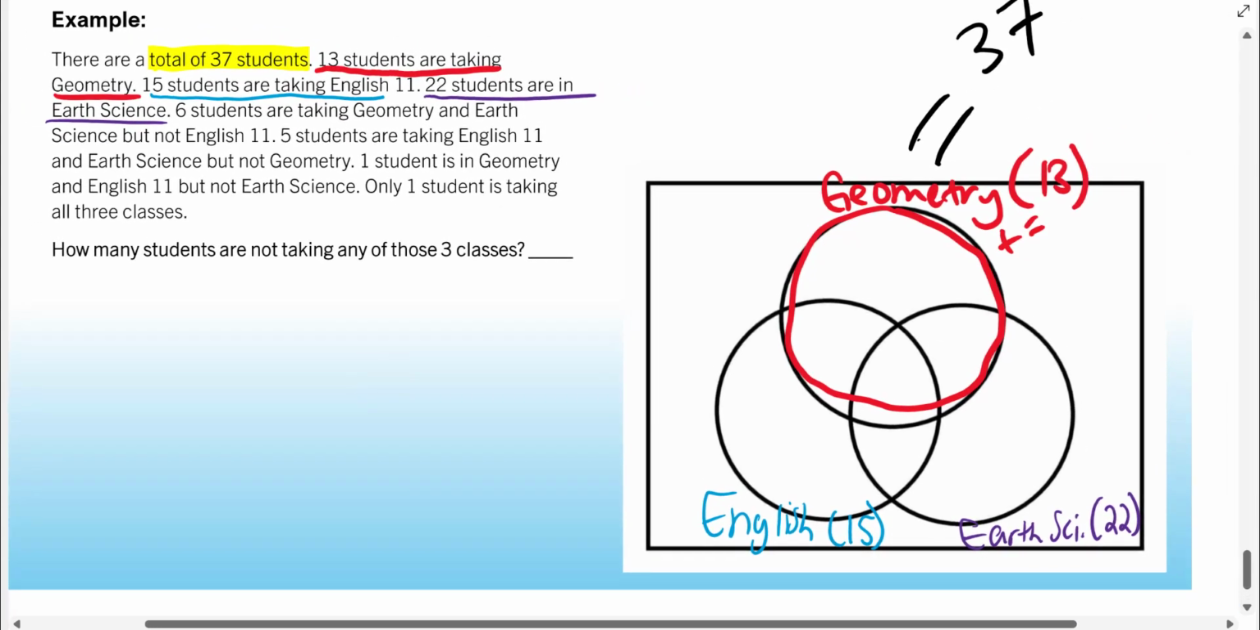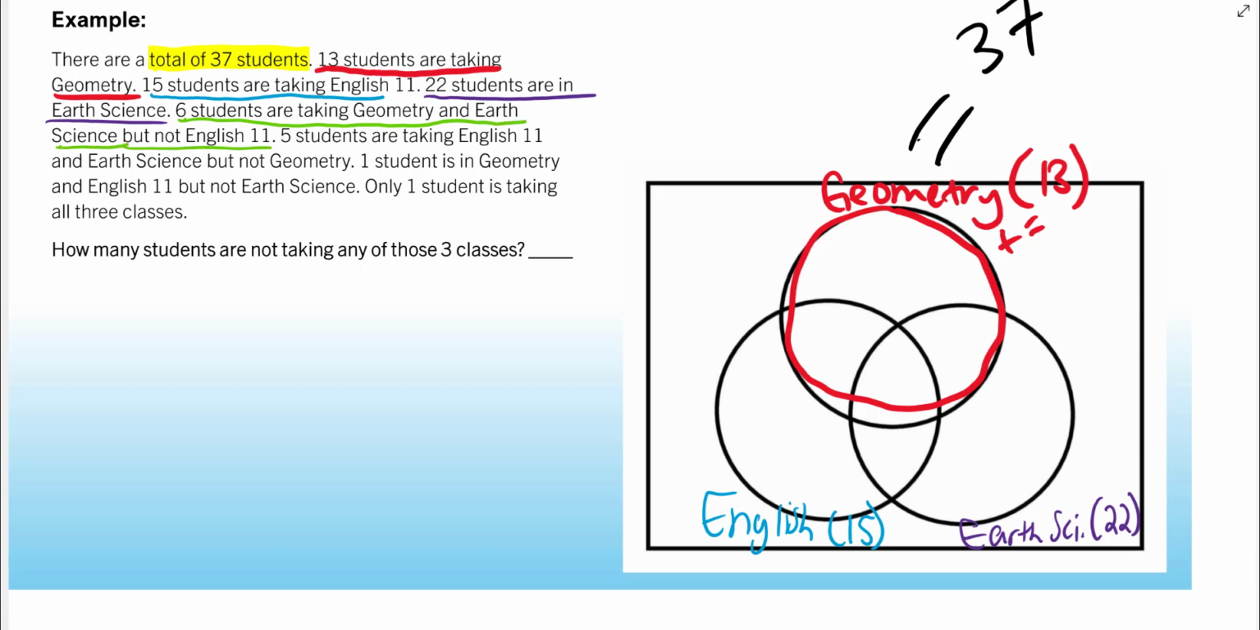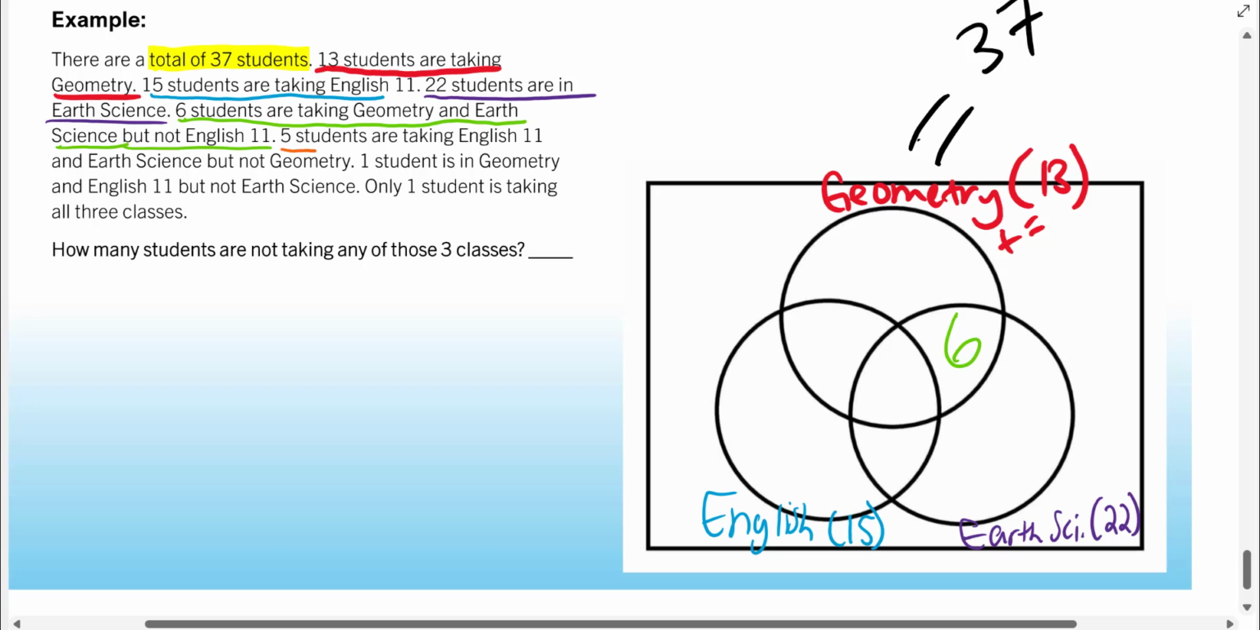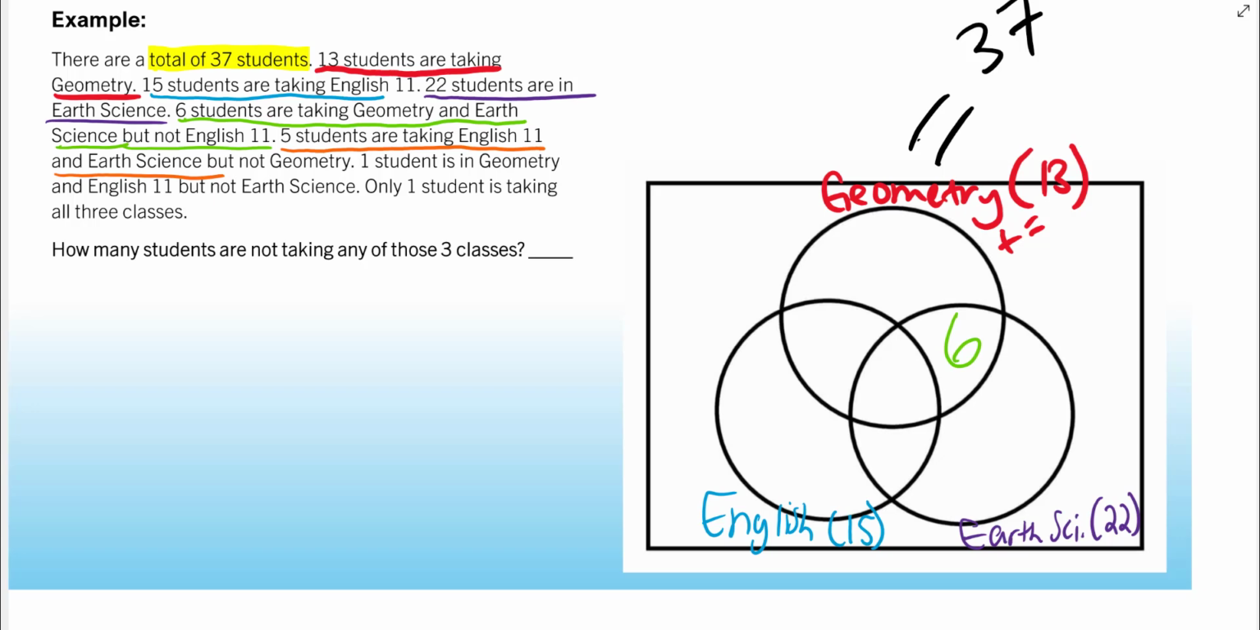The next part is 6 students are taking geometry and Earth Science, but not English 11. So again, geometry and earth science. That's going to be right here. Geometry and earth science is 6 students. Next, we have 5 students are taking English 11 and earth science. So English 11 and earth science is right here. So we're going to put 5.